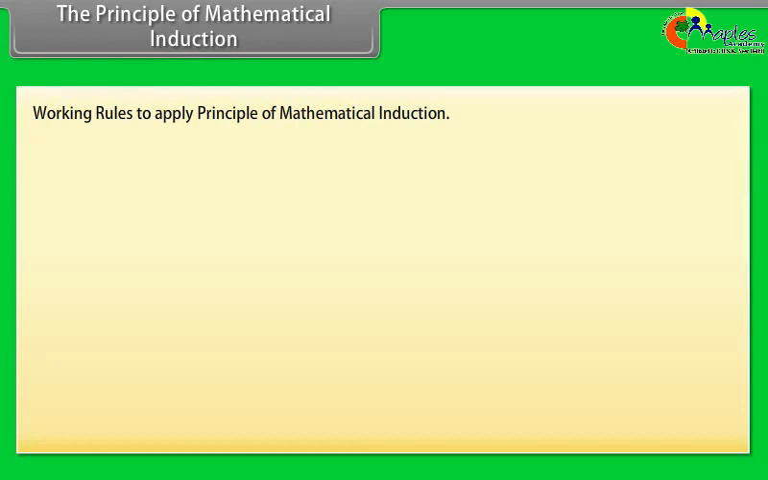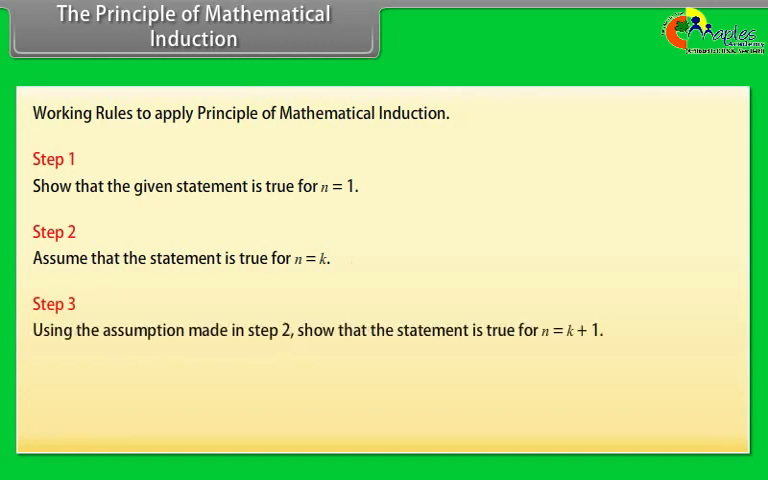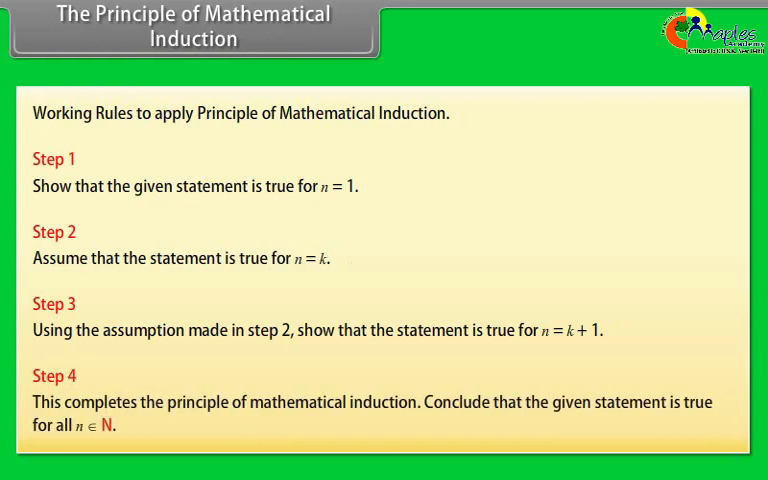The principle of mathematical induction. Working rules to apply the principle of mathematical induction. Step 1. Show that the given statement is true for n equal to 1. Step 2. Assume that the statement is true for n equal to k. Step 3. Using the assumption made in step 2, show that the statement is true for n equal to k plus 1. Step 4. This completes the principle of mathematical induction. Conclude that the given statement is true for all n belongs to N.